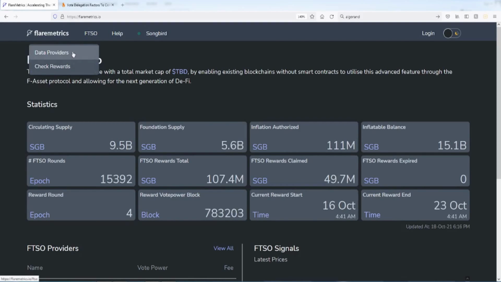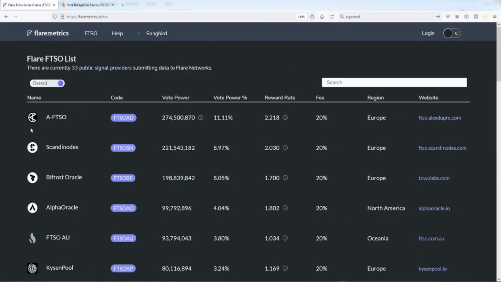All right, let's go to data providers. First, here there is a switch, overall and epoch number 4. Now we're on epoch number 4. It's already been locked on Saturday. Here we see vote power in percentage, reward rate, fees, region, website. We can sort by clicking or tapping each category.